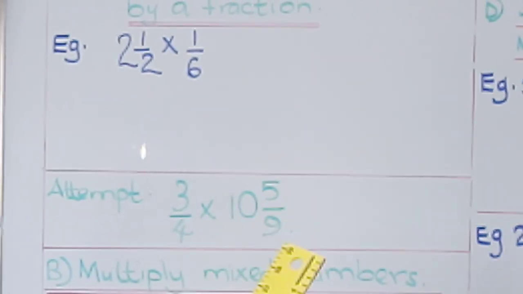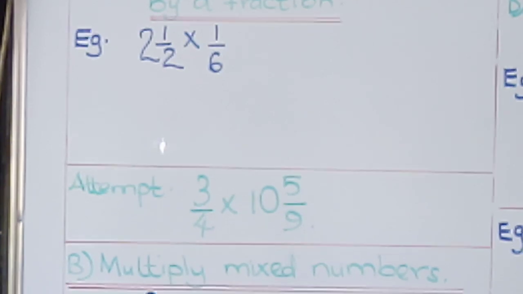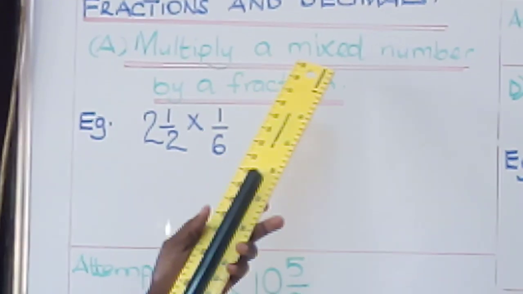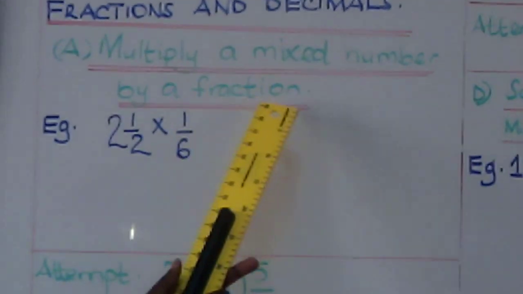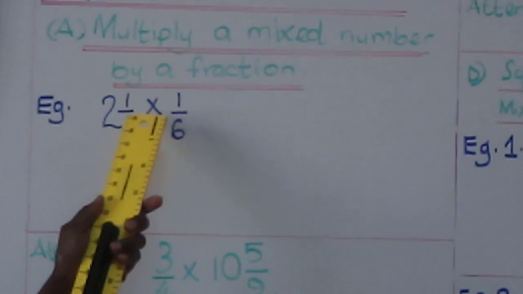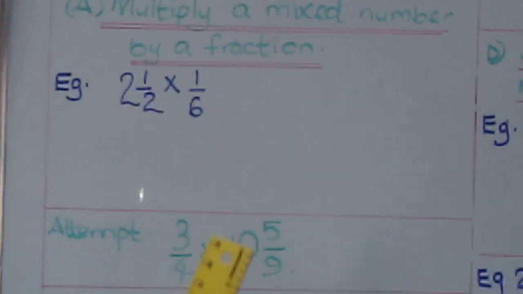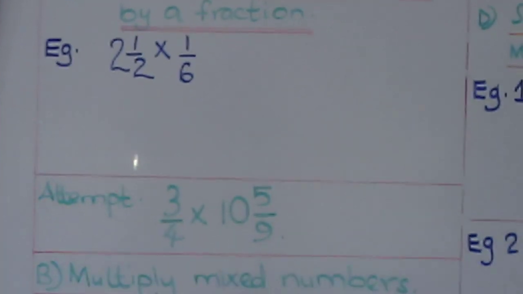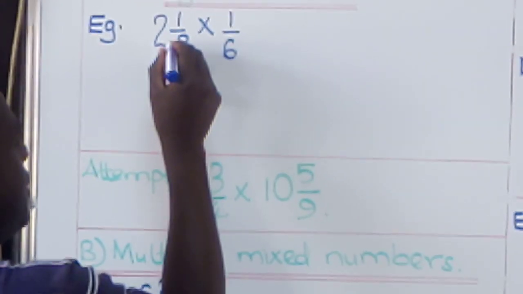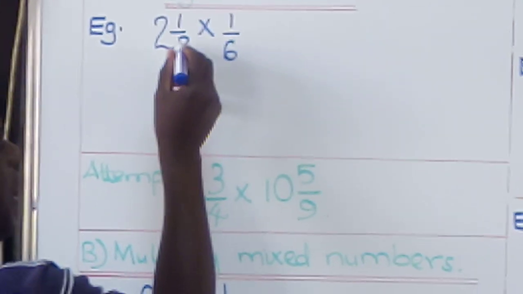the operations on them. So our first question and example is multiplying a mixed number and a fraction. The mixed number is 2 and 1 over 2, multiplied by 1 over 6. Our first step here is to change the mixed number into an improper fraction. The mixed number is 2 and 1 over 2.